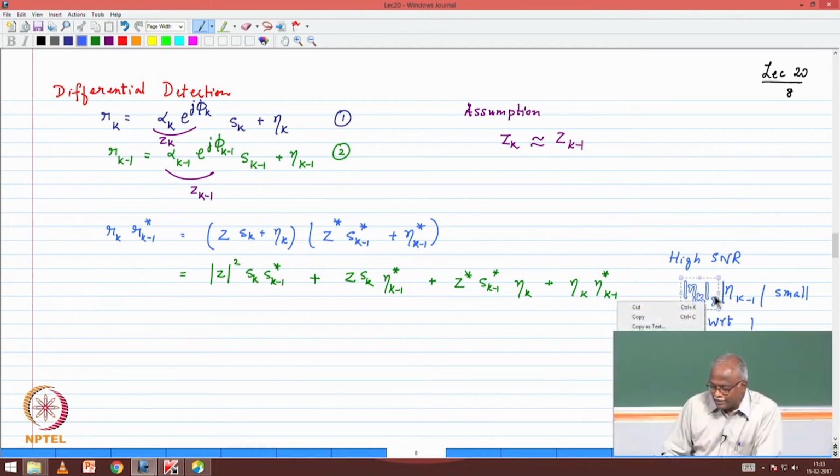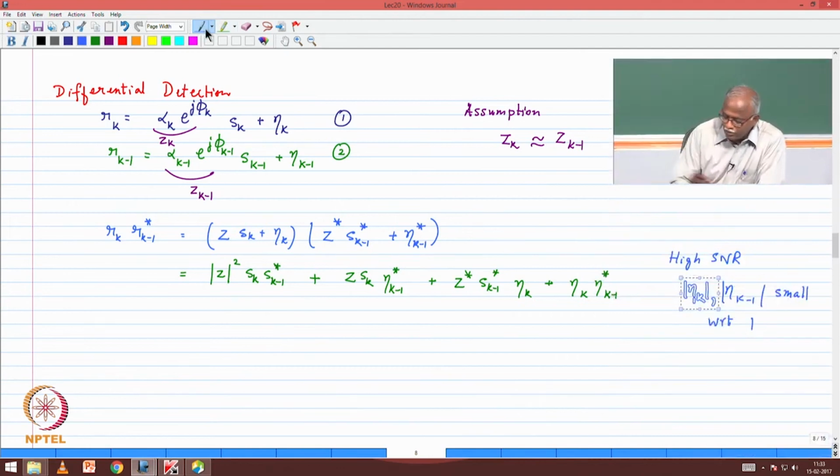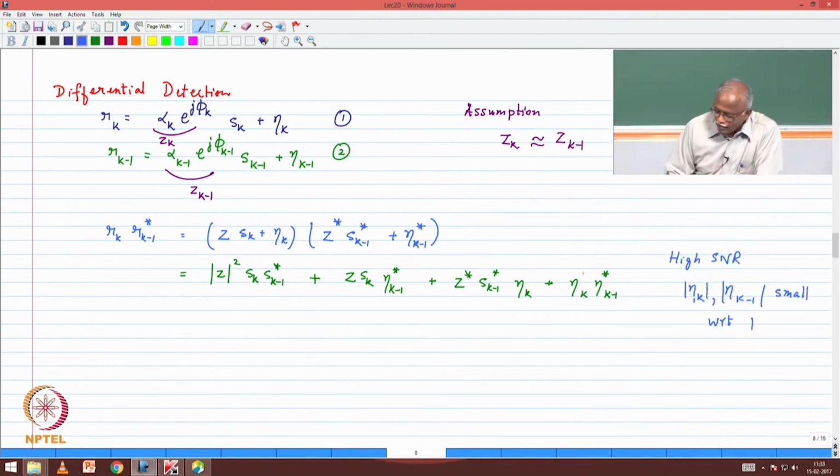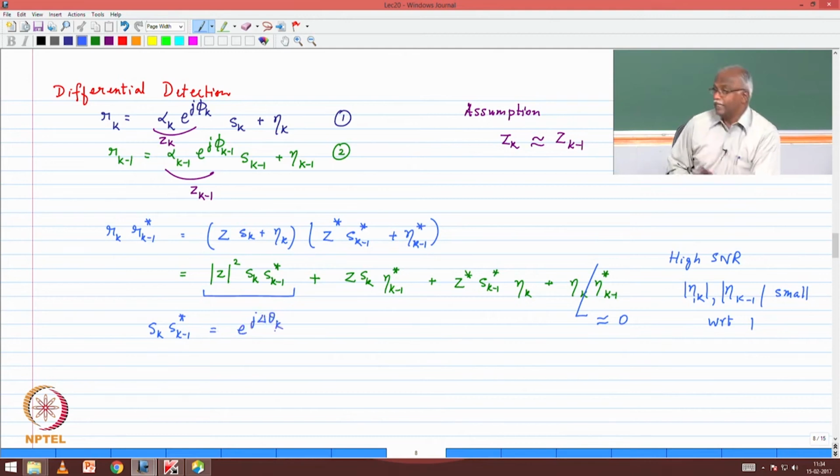Okay? If this is a correct statement, then the first approximation is to say that this thing can be ignored, because it's a product of two small numbers. Now the next thing that I observe is this is the detection step that I need, because Sk minus 1 conjugate basically gives me e power j delta theta k. That's exactly what I need to detect. So yes, this is good. I need to keep that term.